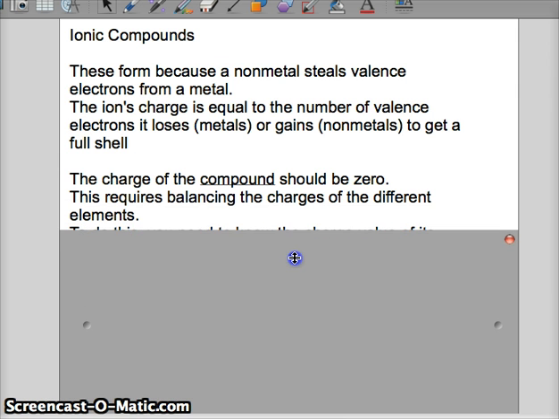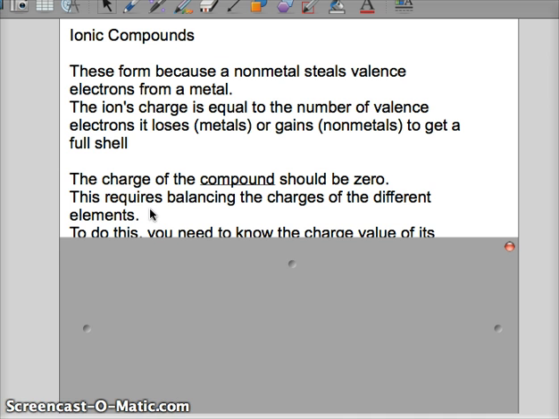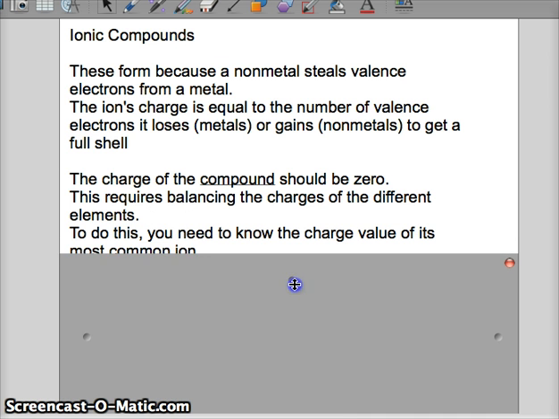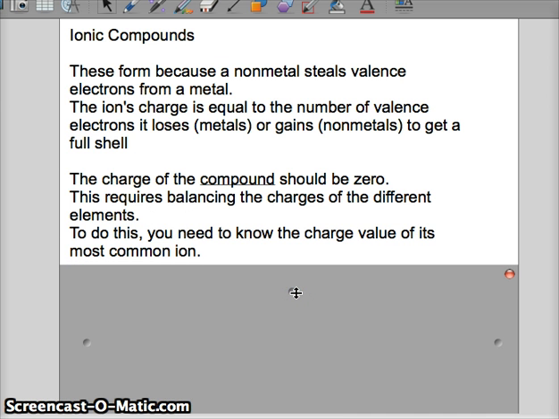Once it becomes an ionic compound, the charge will be 0. That's because the charges of the different elements that come together, the nonmetal and the metal, will need to be balanced out. Okay? To do this, you need to know the charge value of its most common ion. So let's go to the next page to figure out charge values of ions.